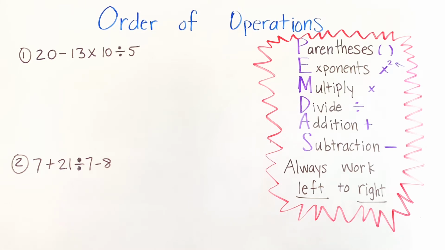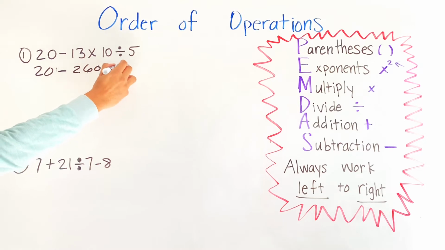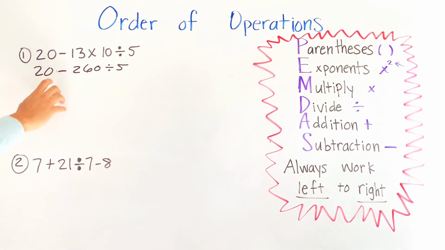Okay, so for number one, we have 20 minus 13 times 10 divided by 5. In this situation, we would be multiplying 13 times 10. So we're just going to bring down the 20. We're going to bring down the subtraction. And 13 times 10 is going to be 260. Bring down the division by 5. Okay, now that we did that, we have 20 minus 260 divided by 5.